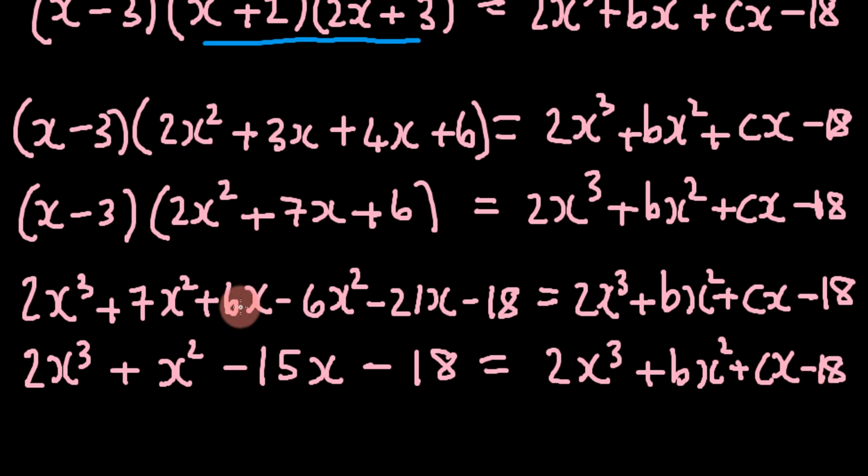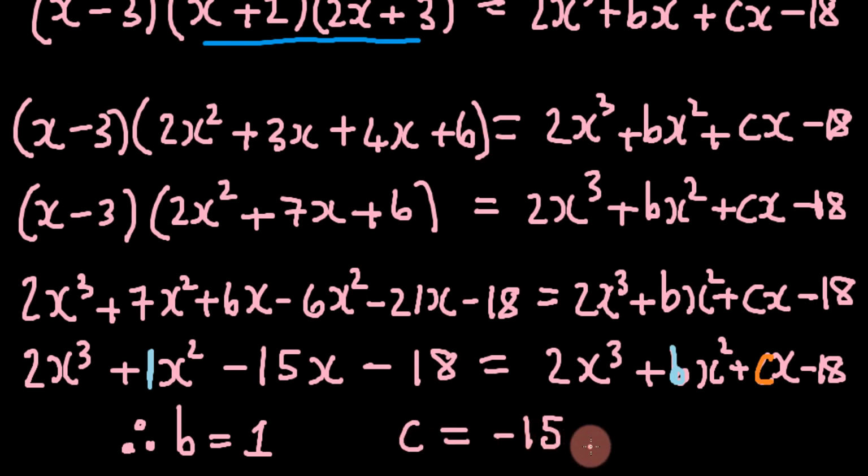Now we compare coefficients on the left-hand side with those on the right-hand side. The x squared coefficient on the left-hand side is positive 1. On the right-hand side, it's b. So we know that b must equal 1. So b is equal to 1. Then looking at the c on the right-hand side, it's the x coefficient. On the left-hand side, the x coefficient is negative 15. So we know that c must equal negative 15.